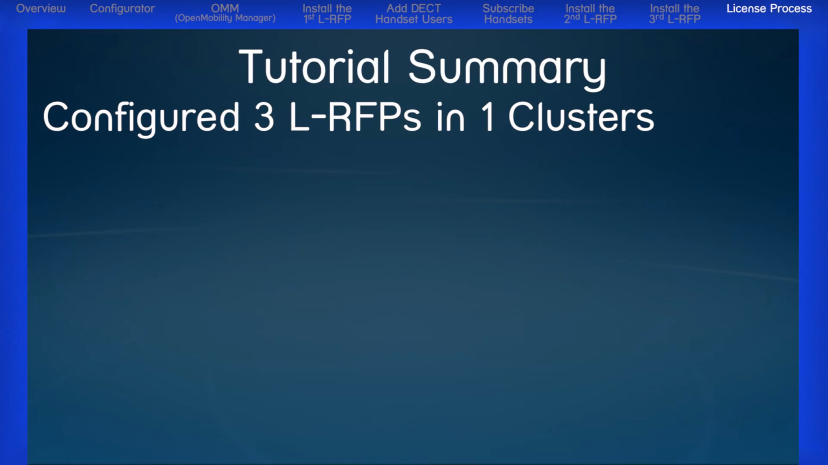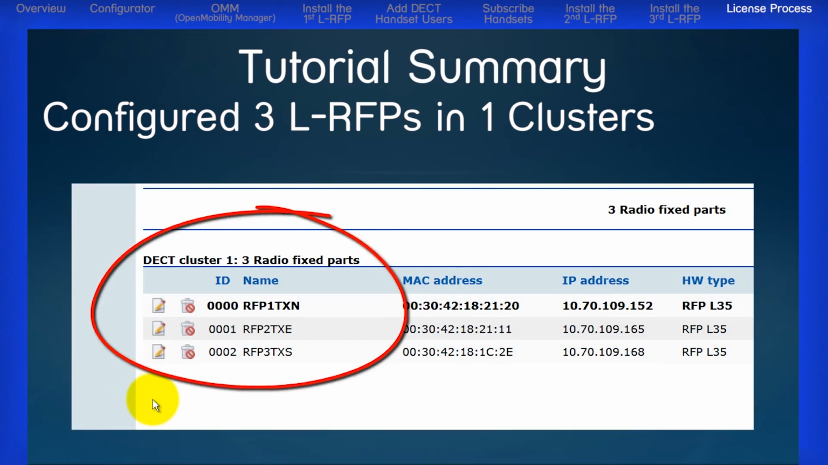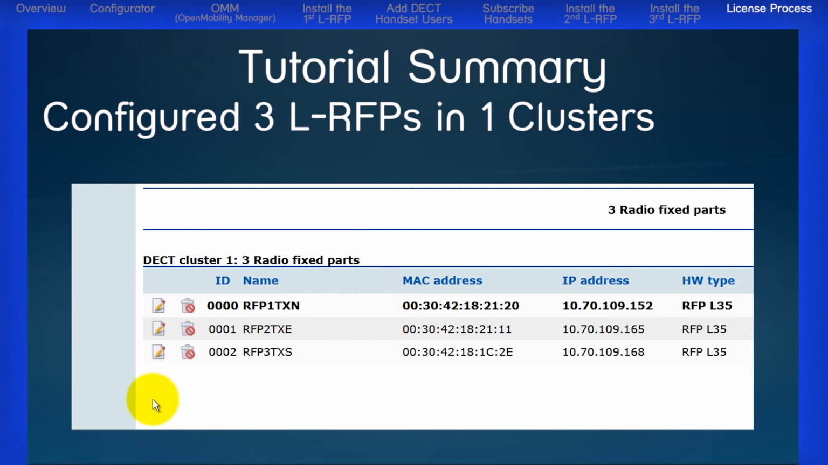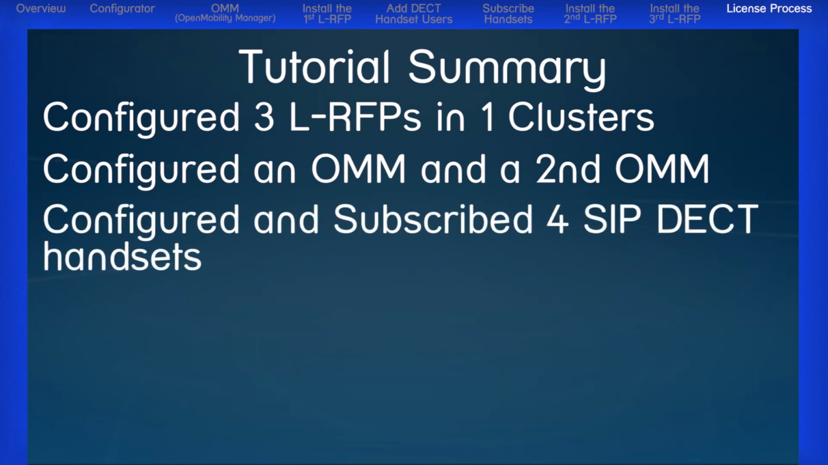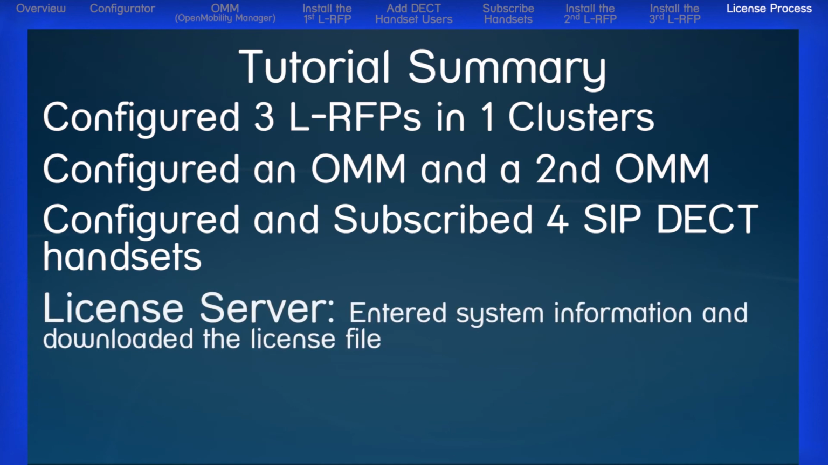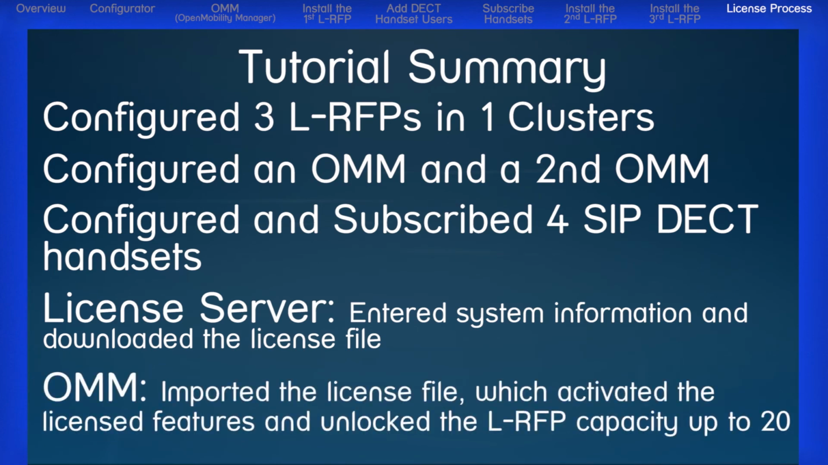In this tutorial, we added 3 RFPs in one synchronized cluster, meaning the RFPs can hand off active calls as DECT handset users walk around. We have an OMM, a second standby OMM, and we have added 4 SIP-DECT handset users. We also went to the license server website, entered the system information, downloaded the license file, and then imported the license file into the OMM, which activated the license features and unlocked the system's L-RFP capacity for up to 20 L-RFPs.